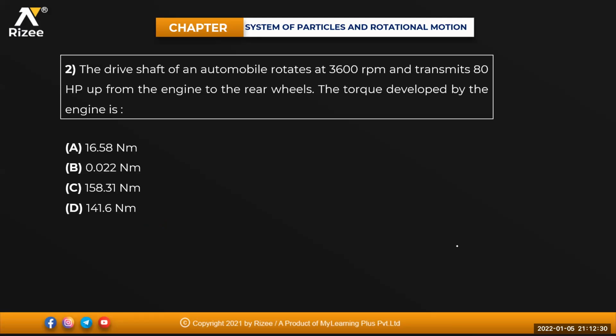The drive shaft of an automobile rotates at 3600 revolutions per minute. That means omega value is given, beta. Omega is 3600 revolutions per minute. And transmits 80 horsepower. That means power is equal to 80 horsepower, from an engine to the rear wheel. The torque required by the engine will be equal to how much? Tau value is how much?